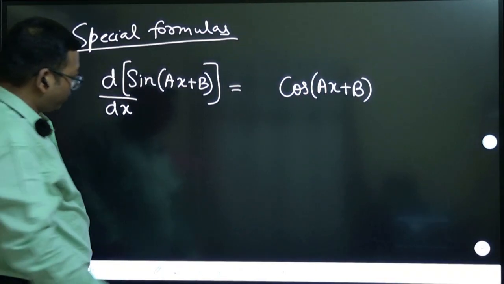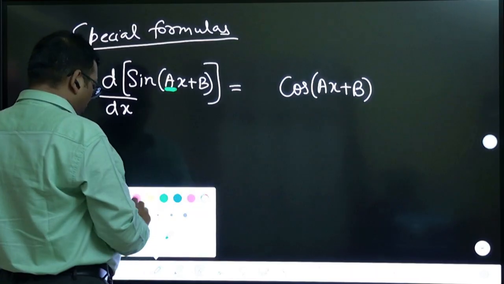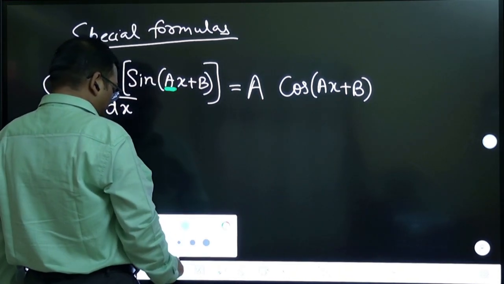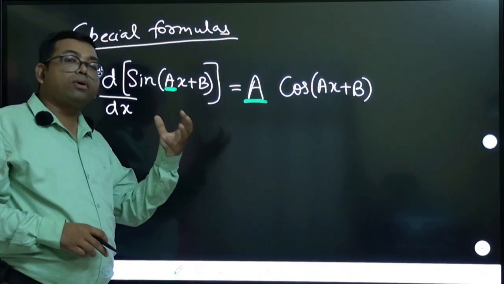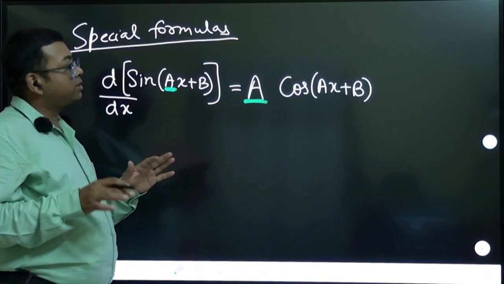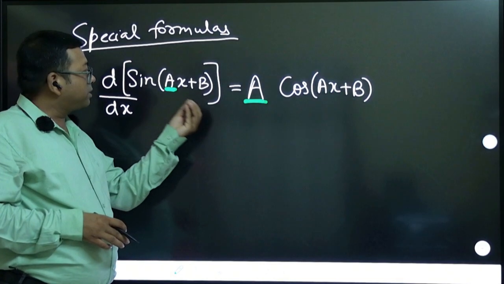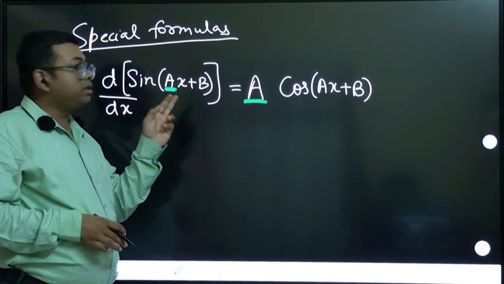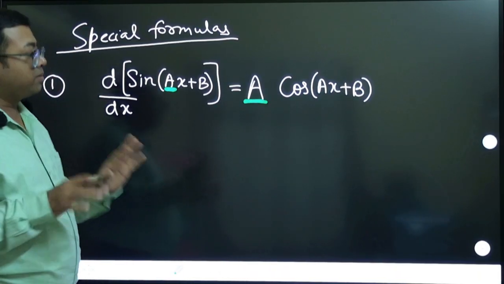But the coefficient of x, which is a, you have to note here, will get multiplied here. Remember this very important formula. This idea will happen in all trigonometric derivations. I am not going to repeat all the formulas for cos and so on, so I am just giving one example of a trigonometric function. If it is sin of something that is a linear function, then the coefficient of x, a, will come out. That is coming from the chain rule.